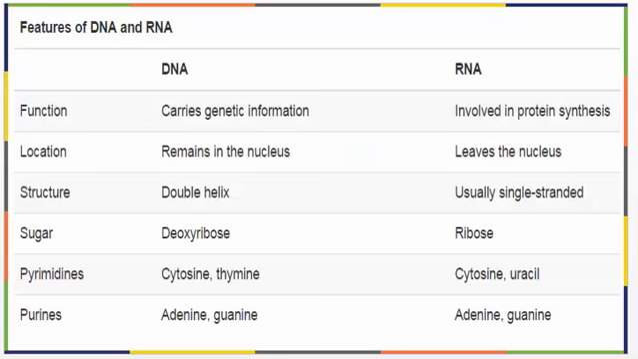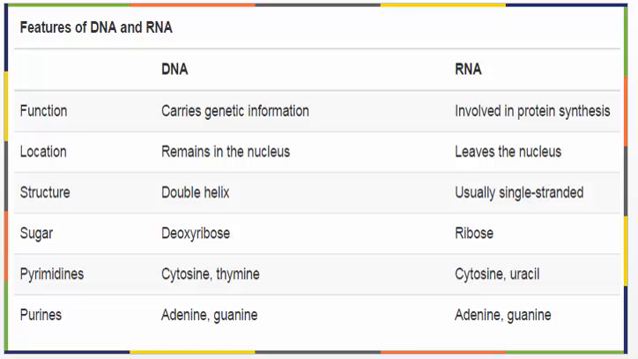So let's end our lecture with a reminder of those features of RNA and DNA. DNA is going to carry genetic information for us. It's only going to exist in the nucleus of our cell unless our cell is actively dividing. It exists as a double helix. The sugar it has is deoxyribose, so it's only got an H hanging off the end of it. Its smaller single-ringed bases are cytosine and thymine, and its bigger double-ringed bases are adenine and guanine.